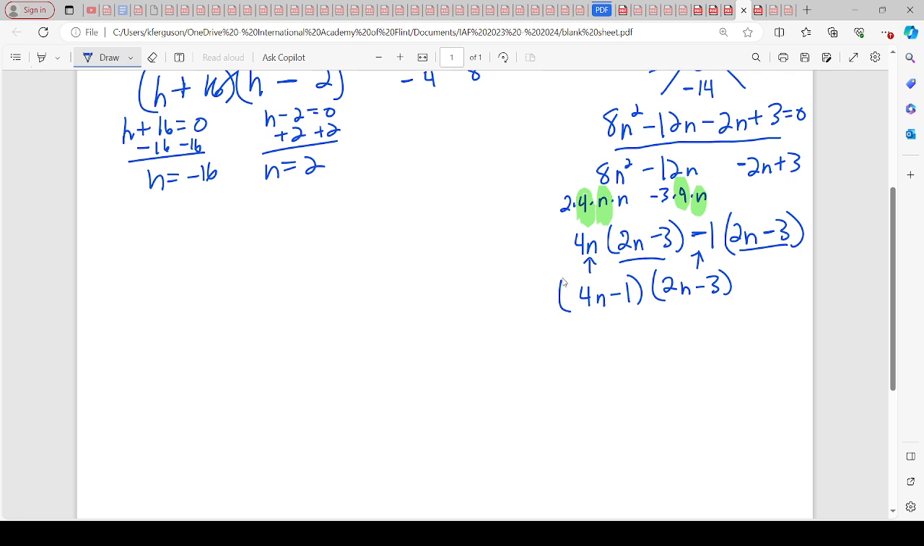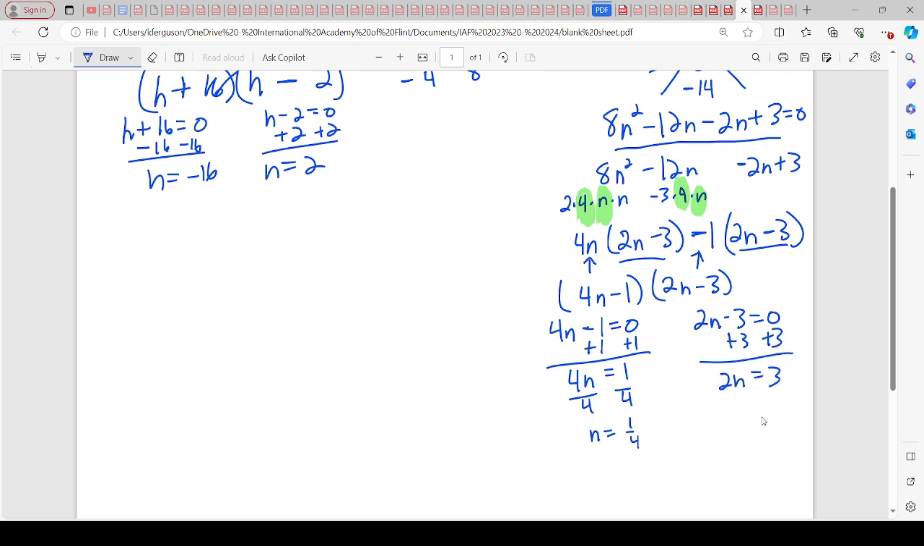So the last thing I need to do to solve this thing, I need to solve them. So I got 4n minus 1 equals 0, and 2n minus 3 equals 0. So I add 1 to both sides and get 4n equals 1. And then I divide by 4 on both sides, and I get n equals 1/4. And then right here, I add 3 to both sides, and I get 2n equals 3. And then I divide by 2 on both sides, and I get n equals 3/2. And those are my answers.